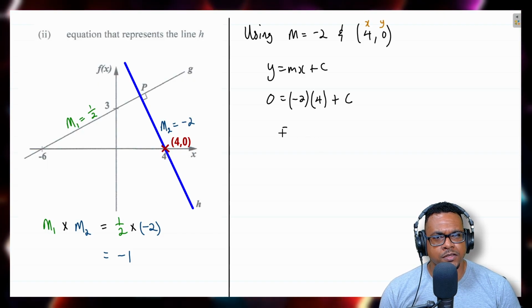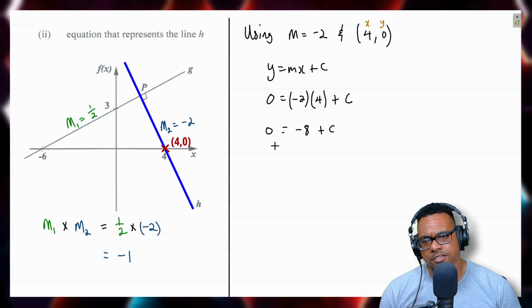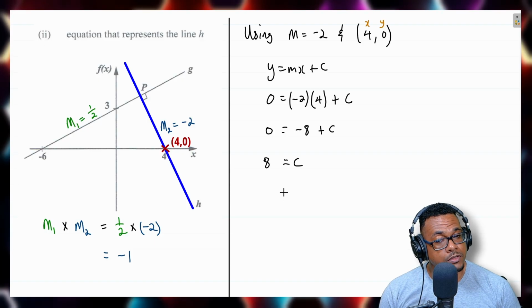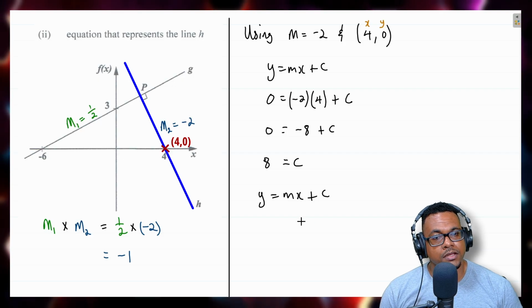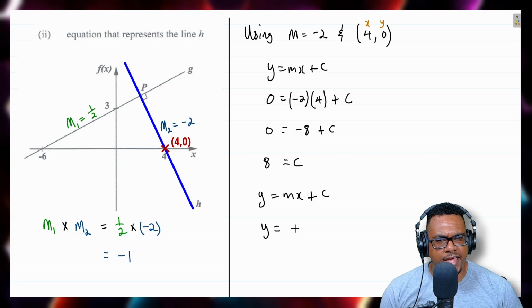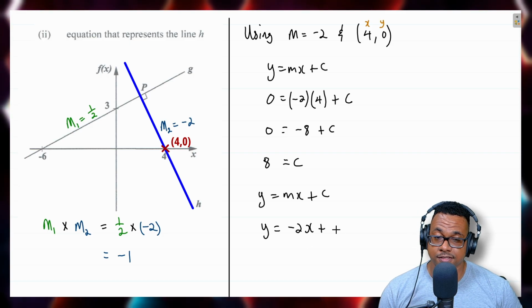Now 0 is nothing, right? So 0 equals negative 2 by 4, which is negative 8, plus c. We transfer the negative 8 across, it will turn positive 8. So therefore, c is equal to positive 8. So if we write the equation of the line in the form y is equal to mx plus c, and we put in the values for m and c, we would have y is equal to m, which is negative 2, times x, plus c, which is positive 8.